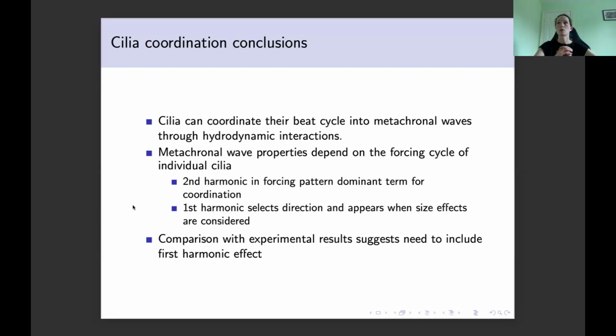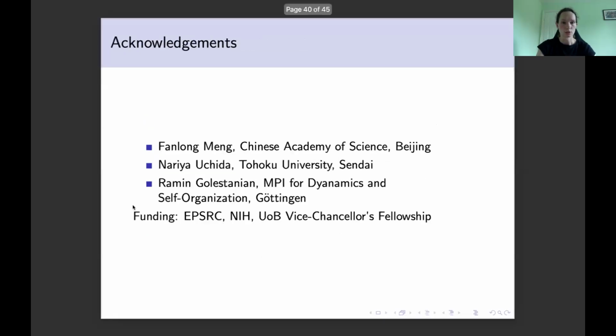So when we just did the leading order expansion, it's the second harmonic that came out. So that's the dominant term for getting this hydrodynamic coordination. But if you don't have a second harmonic, you can still get hydrodynamic coordination through the first harmonic. But what is particularly important about the first harmonic effect is that that is what can break the symmetry between the forwards and backwards directions. So when you're doing this kind of analytical framework, it's really important to include the terms that can break that symmetry if you want to say something about the direction of the metachronal wave. And that's also something that is backed by the experimental results.